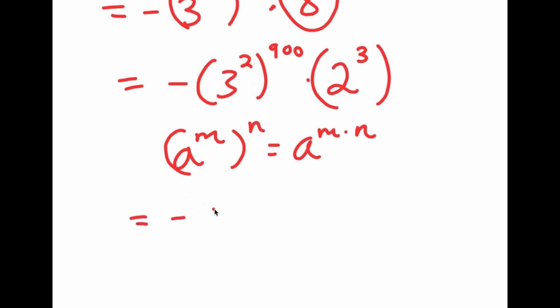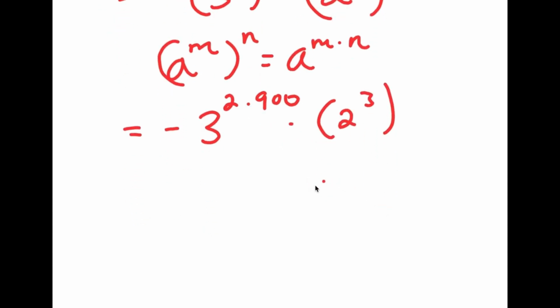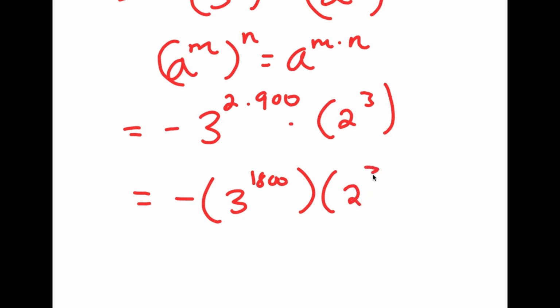So this can equal negative 3 to the power of 2 times 900. And now I have this times 2 to the power of 3. And if you didn't already know, 2 times 900 is 1800. So I have negative 3 to the power of 1800 times 2 to the power of 3.